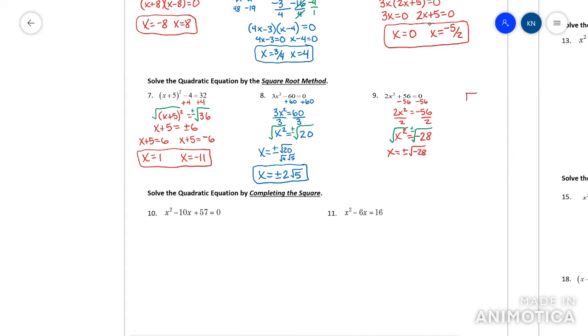You have to break down root negative 28. You start by taking the I out. Now it's root positive 28. Then root 28 is root 4 times root 7. So it's really 2I root 7. So my answer here is x equals plus minus 2I root 7. Like that.